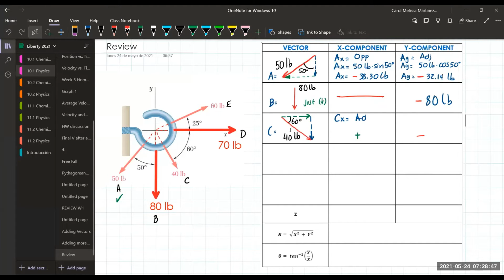If it is adjacent, we're going to be using cosine. So Cx is going to be equal to 40 pounds times cosine of 60 degrees. Cx, therefore, is equal to positive 20 pounds. And Cy, according to my angle, is opposite because it is in front of my angle. It means that we're going to be using sine.